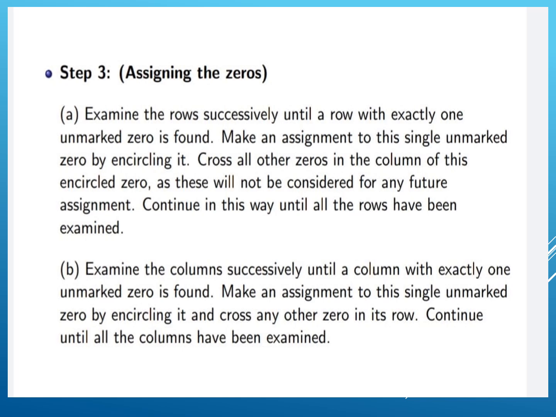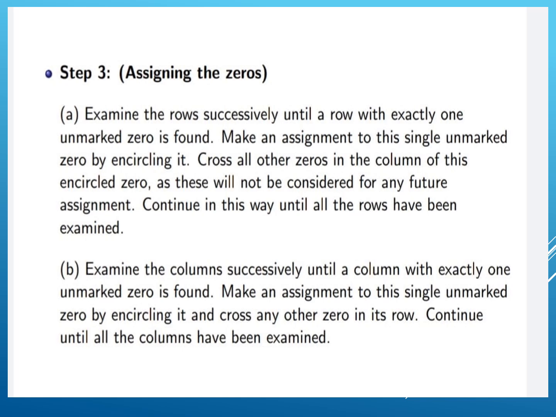Third step, examine the rows successively until a row with exactly one unmarked zero is found. Make an assignment to this single unmarked zero by encircling it. Cross all other zeros in the column of this encircled zero, as these will not be considered for any future assignment. Continue in this way until all the rows have been examined.